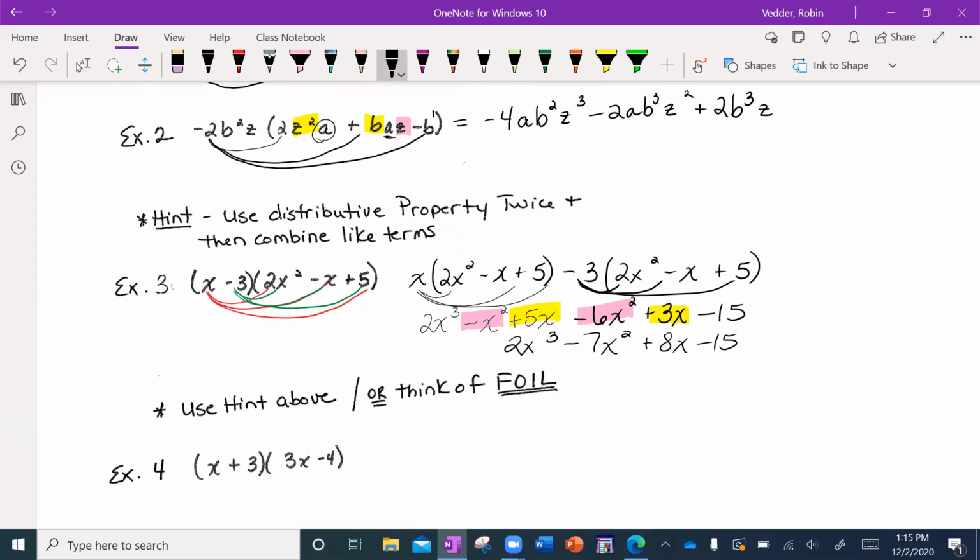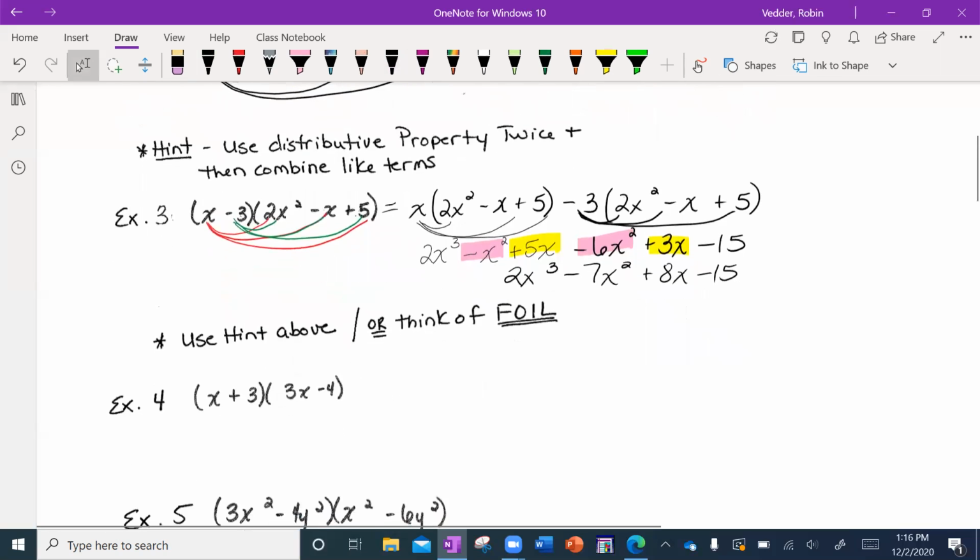Now again, we could have just gone straight to it, multiplying the x by all three terms, and then the minus 3 times all three terms. We didn't have to separate it like I did here, but for some of you, it's going to help you to separate it.